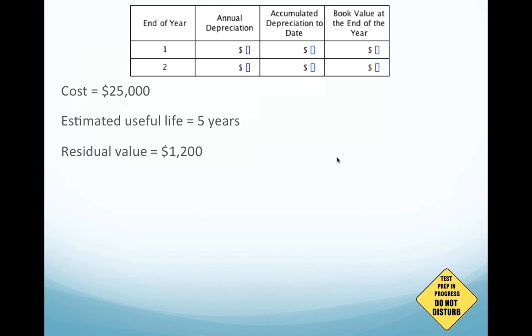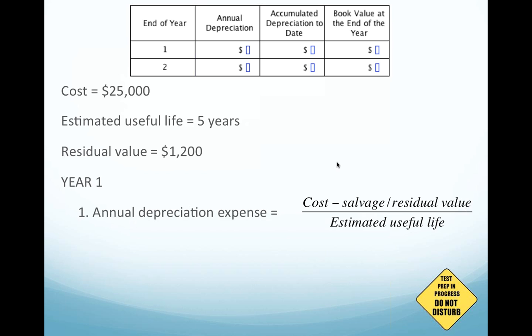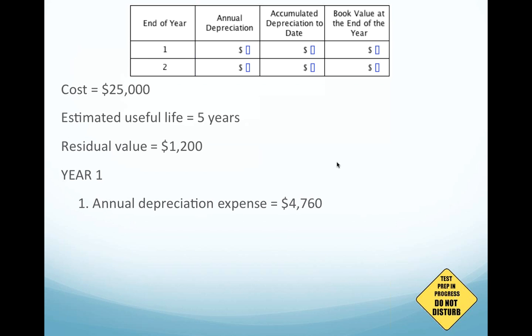Okay, so to figure out what the annual depreciation is, we're going to take the cost, subtract the residual value, and divide that by 5. So we're going to take 25,000 minus 1,200 divided by 5, and that'll tell us what our annual depreciation is. That'll tell us how much we can write off each year up into that 5th year. And when we do that, we're going to come up with $4,760 we can write off. That means that we can say that we spent $4,760 of the purchase price of that vehicle each year.